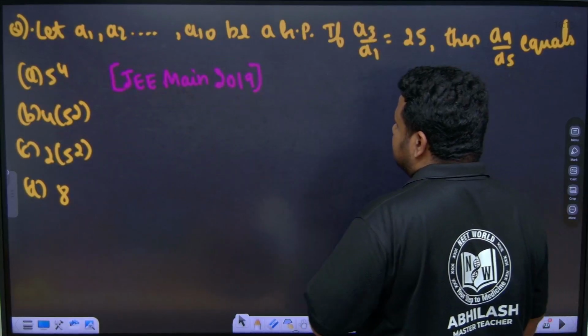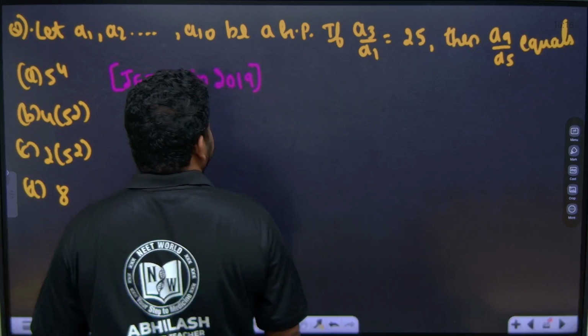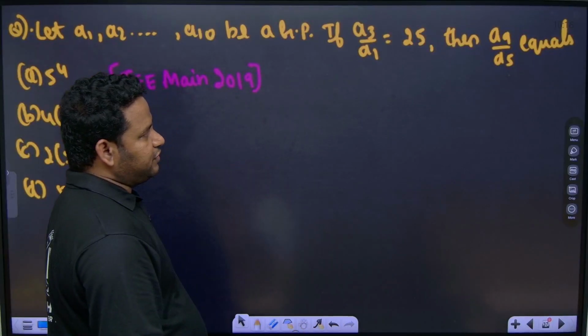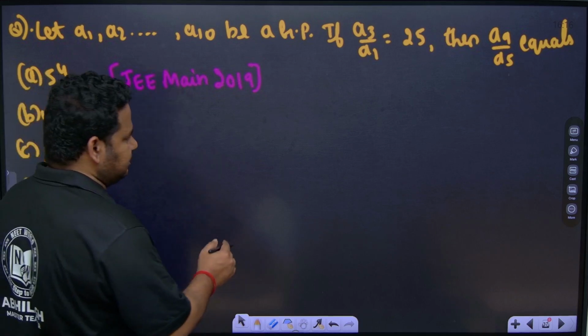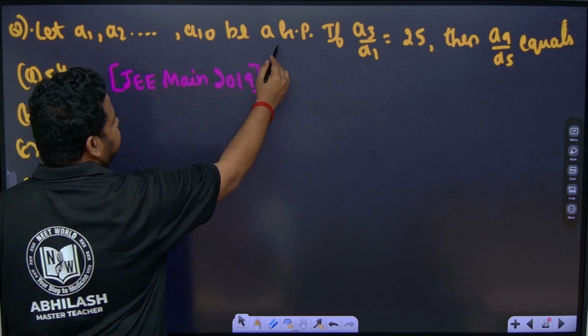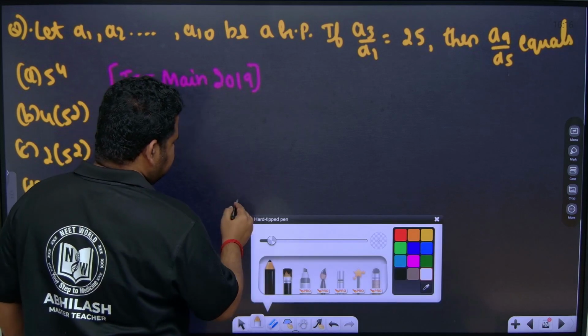This is the concept. Now they have given a question. Let A1, A2, up to A10 be a GP. If A3 by A1 is equal to 25, then what is A9 by A5? So till now we were learning in AP; this is GP.